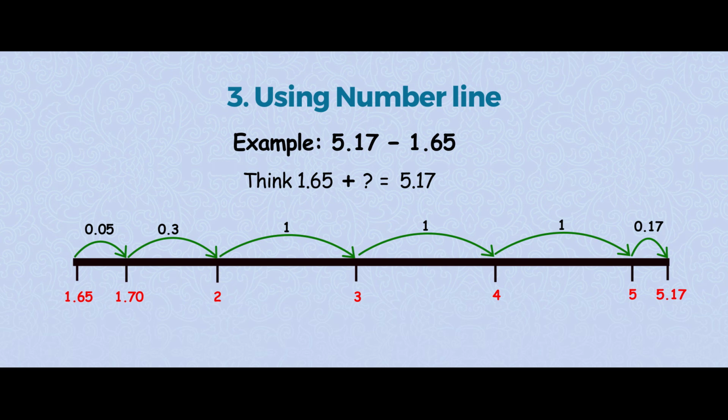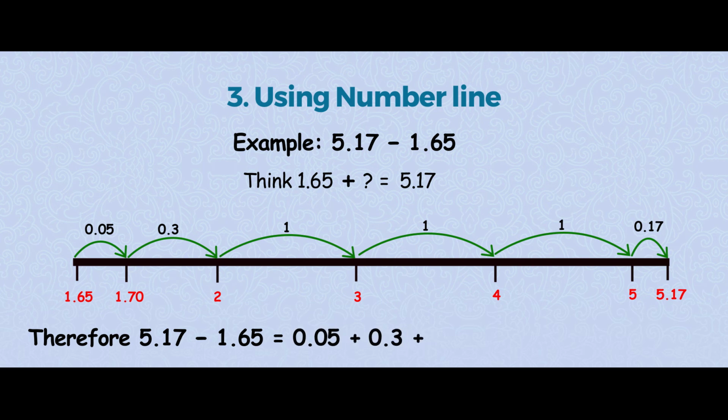Therefore, the difference here, don't forget, we are working on how to find out the difference. So the difference here, 5.17 minus 1.65, is the numbers that you have added, okay? Add all the numbers that you have added so far. 0.05 plus 0.3 plus 1 plus 1 plus 1 plus 0.17. So that is 3.52. So 5.17 and 1.65, the difference between these two is 3.52.